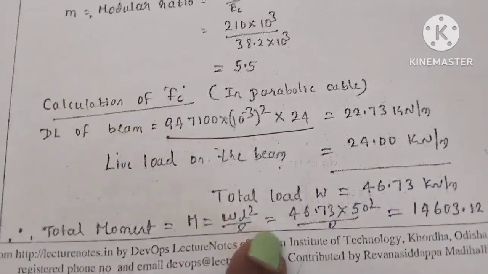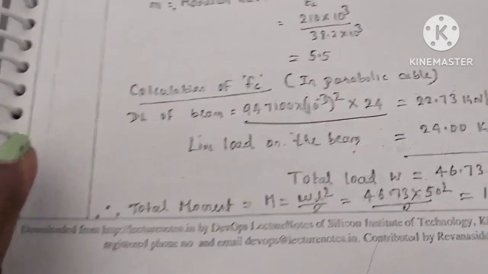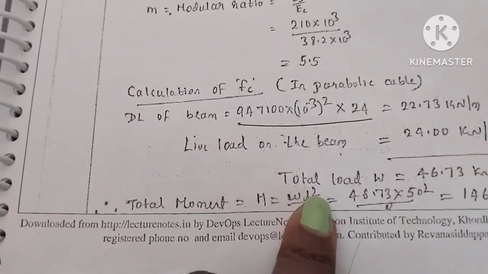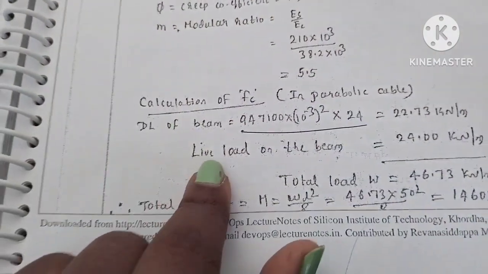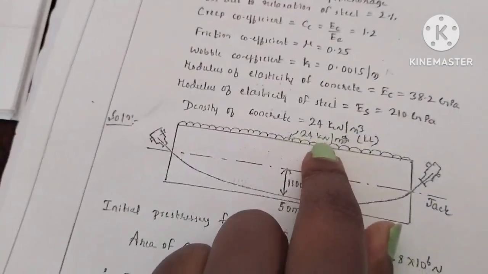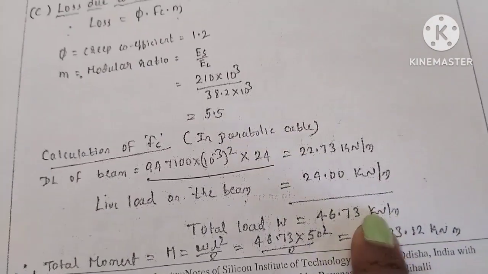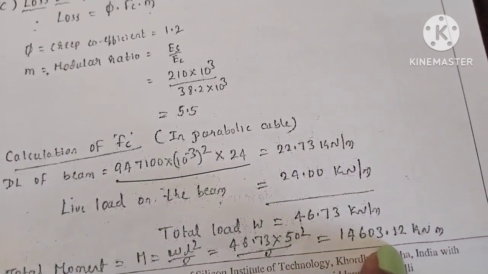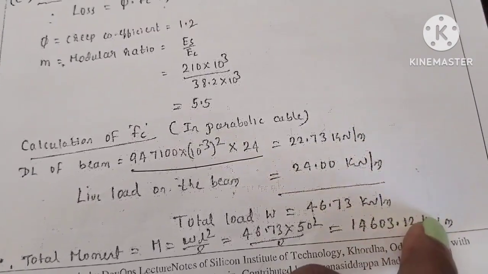And you have to calculate the total moment. Since it is a UDL, the load which is acting in the form of a UDL, to calculate the moment we have the formula WL square by 8. You calculated the dead load, area of concrete into density of concrete. The live load is already given in the question, 24 kilonewton. So you substituted and got the total load. After total load, you have to calculate the moment, WL square by 8. Substituting, your moment is 14,603.12 kilonewton meter.